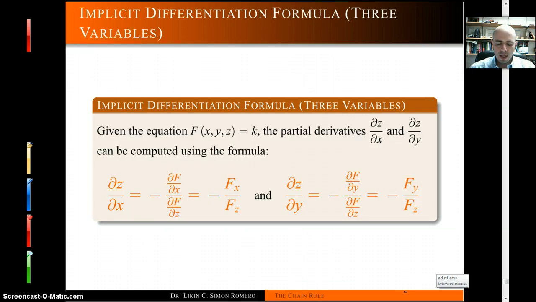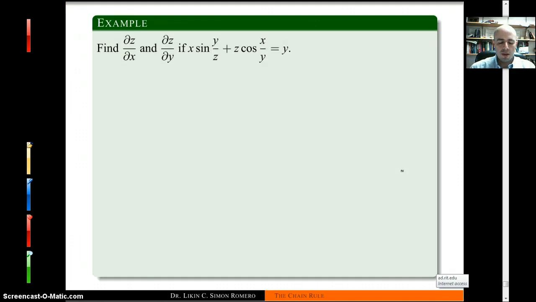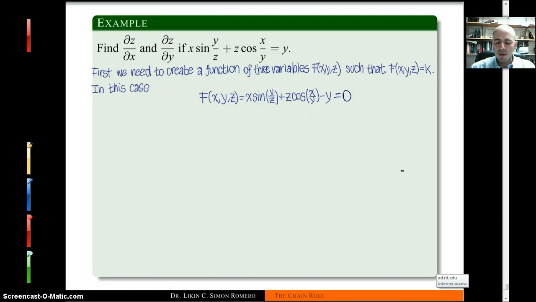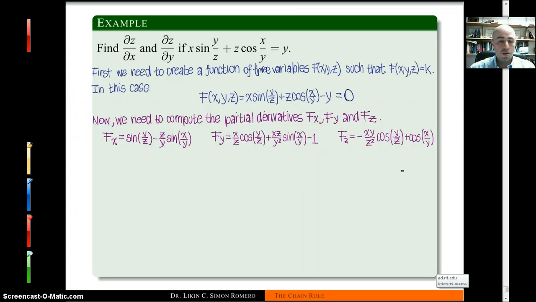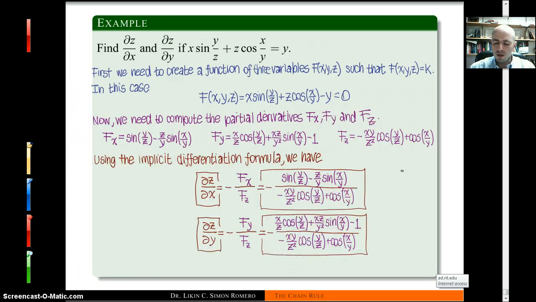So how much z depends on x is given by this formula, and how much z depends on y is given by that formula. Using more or less the same logic as before, we can remember this formula. Let me give you an example. If you want to compute these partial derivatives, first of all figure out what your function is by sending everything that has variables to one side, and that will be your function. Then take the partial derivatives with respect to x, y, and z, and just match them in the corresponding way. Notice that it's not that difficult to do this kind of process.